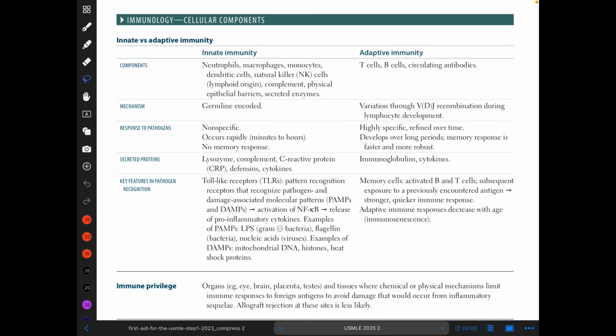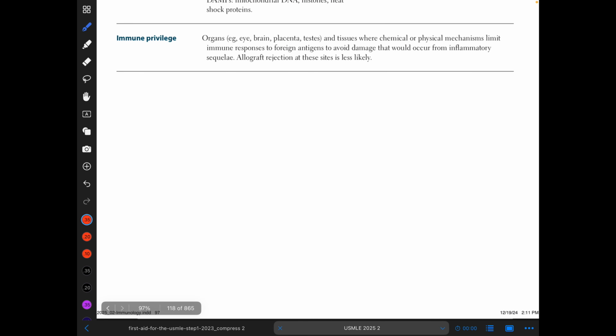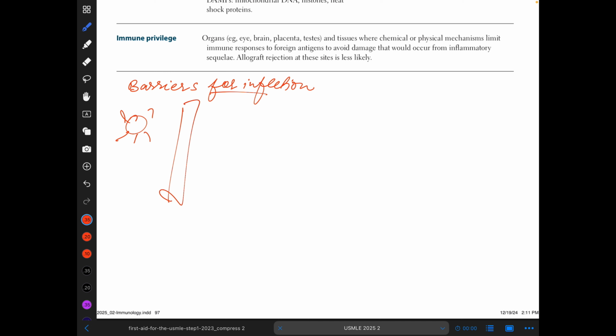Now we are going to start upon the second chapter of immunology, that is several components. In several components, we are going to study first our innate and adaptive immunity. Before that, I have to talk to you about the barriers for infection. If any infection attacks the body, for example any bacteria, first they have to cross the skin and mucous membranes.